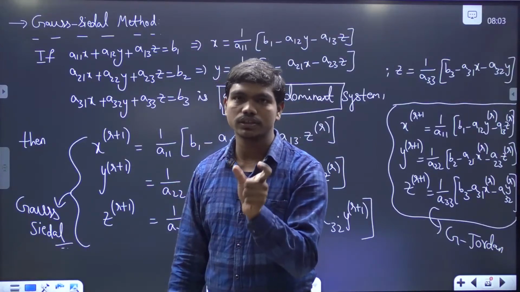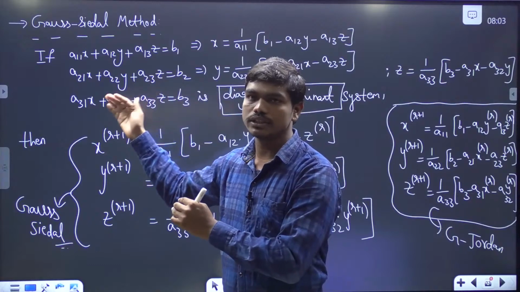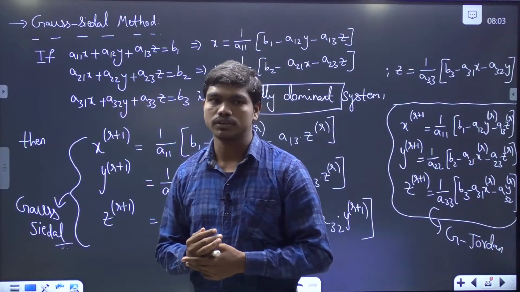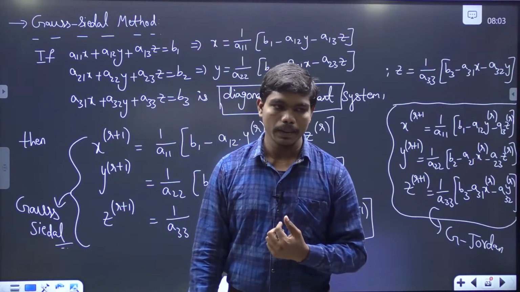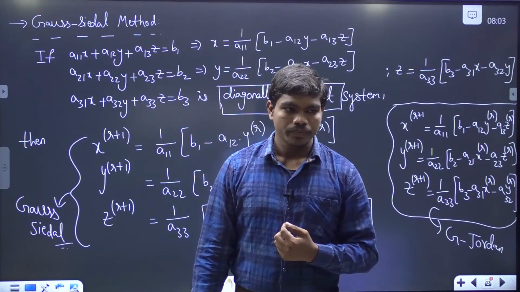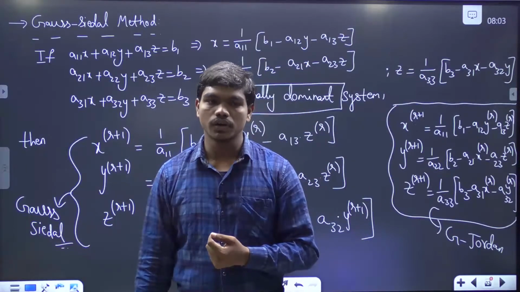If they don't mention the words 'same order', then the main thing you need to do first is convert the given system of equations into a diagonally dominant system. Okay, so is it clear how to apply this Gauss-Seidel? Is that clear to all of you?